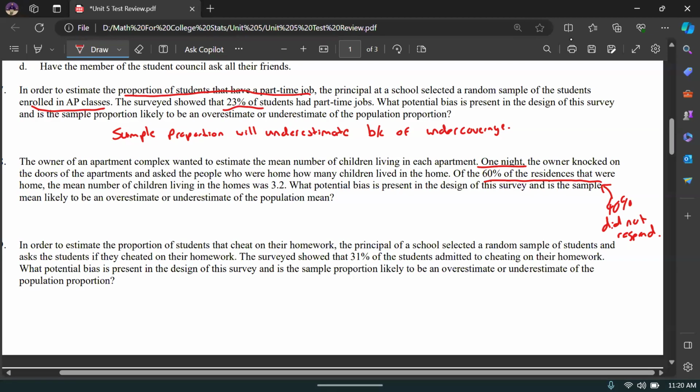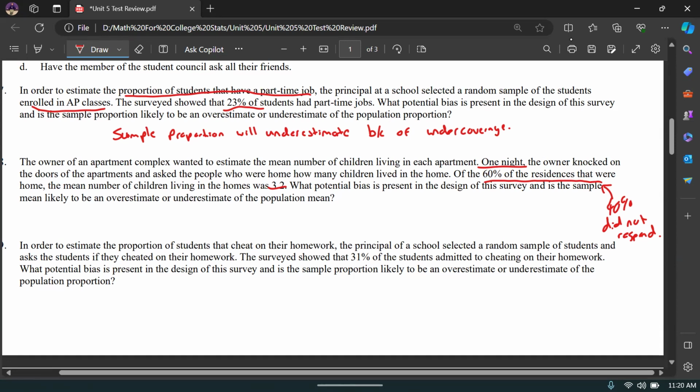So that's going to mean that this average is likely higher than it otherwise would be. Because if we do include the people who aren't there, who don't have children, those would bring the average down, right? Because they don't have children, they don't have children, they don't have children. That's going to lower the average overall. So that 3.2 is likely an overestimate. So sample mean is an overestimate because of non-response.